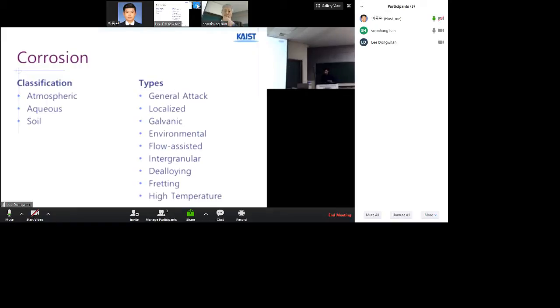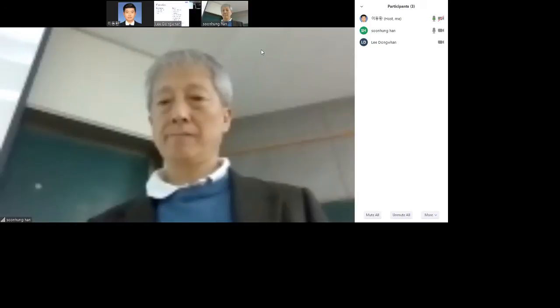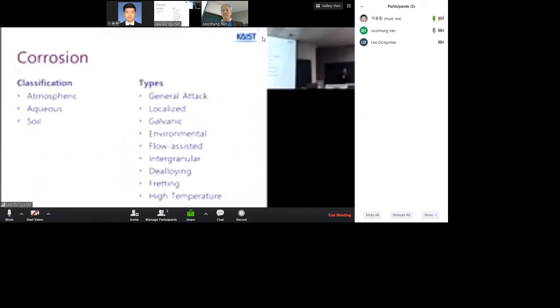Next one is intragranular. Can you guess what this means? Intragranular corrosion is due to the impurities in the metal, and so corrosion happens in the grain boundaries.